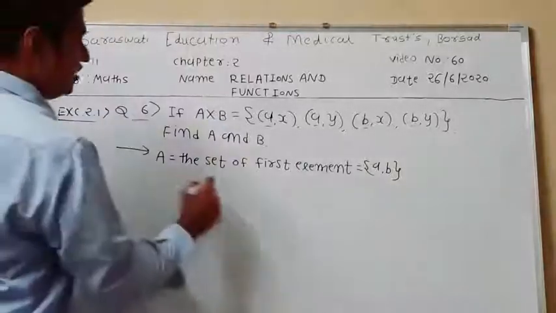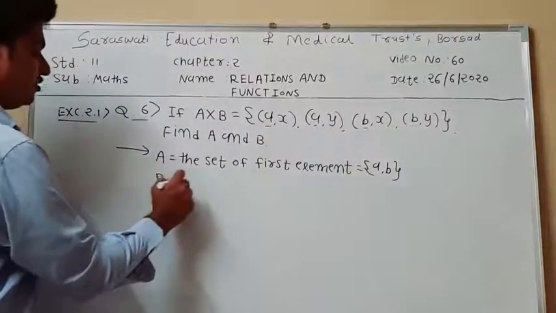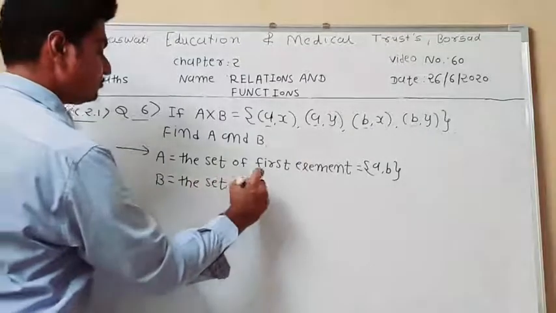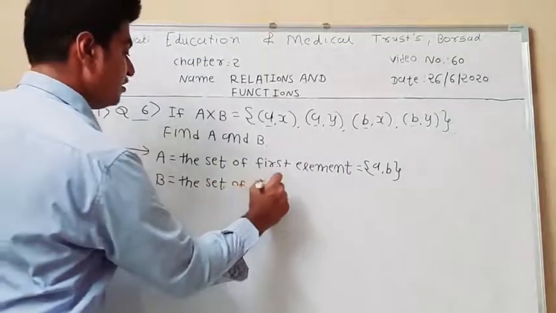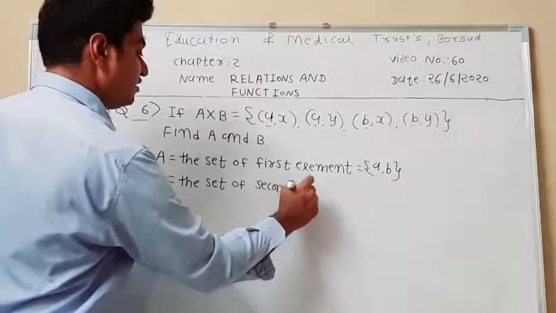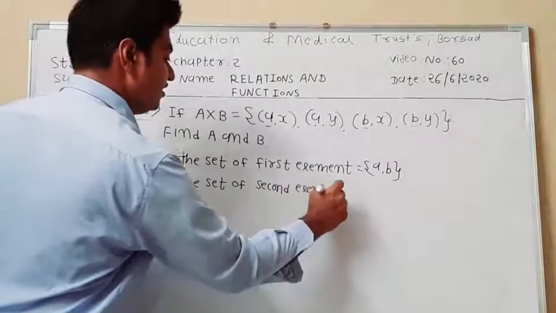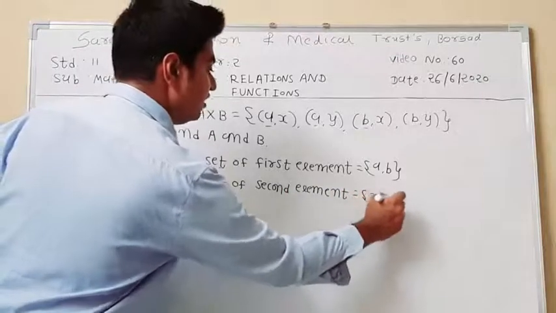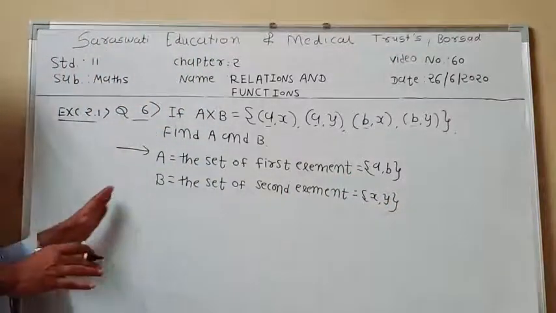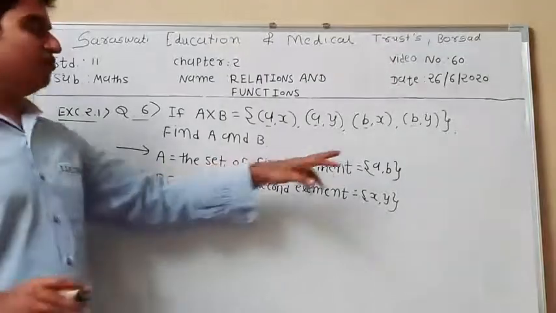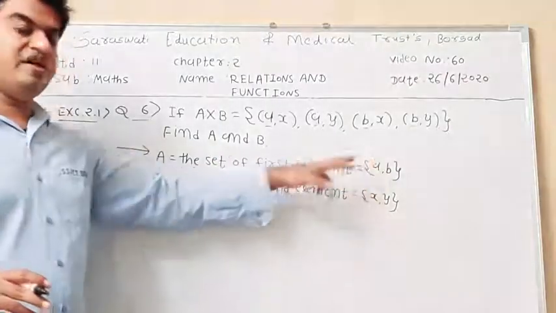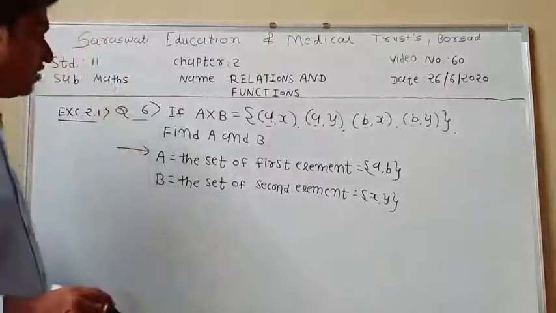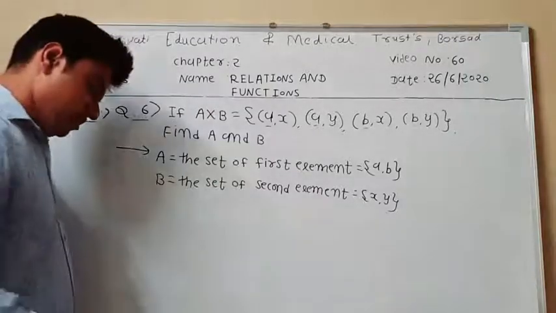Now set B is equal to the set of second elements, which is {x, y}. So the final answer: set A has 2 elements, a and b, and set B also has 2 elements, x and y.